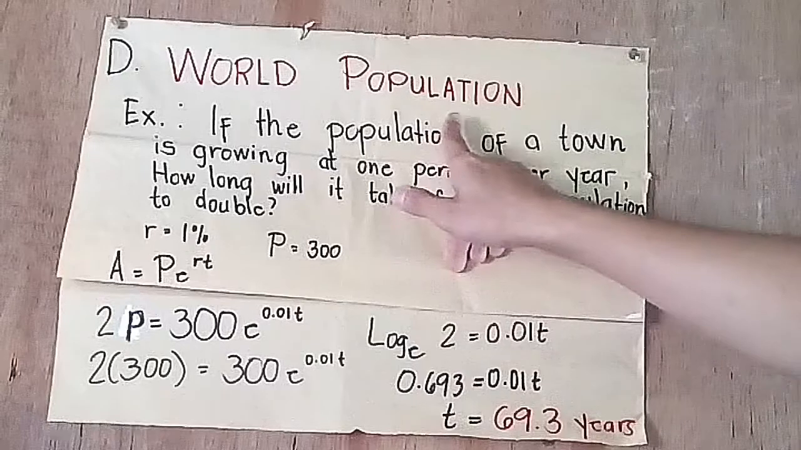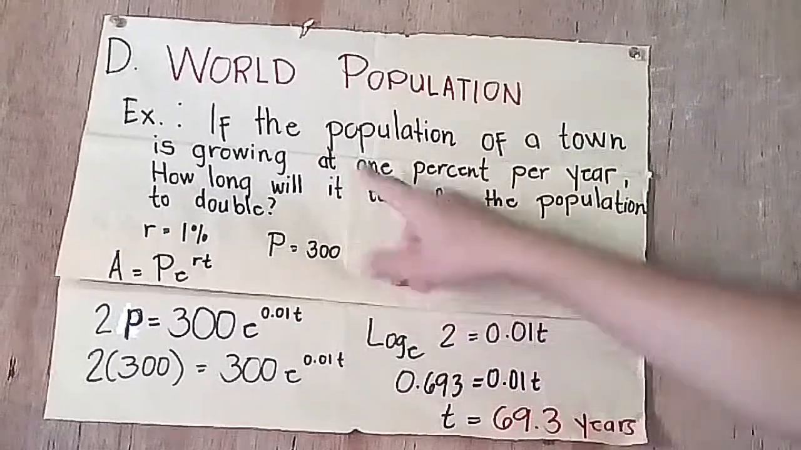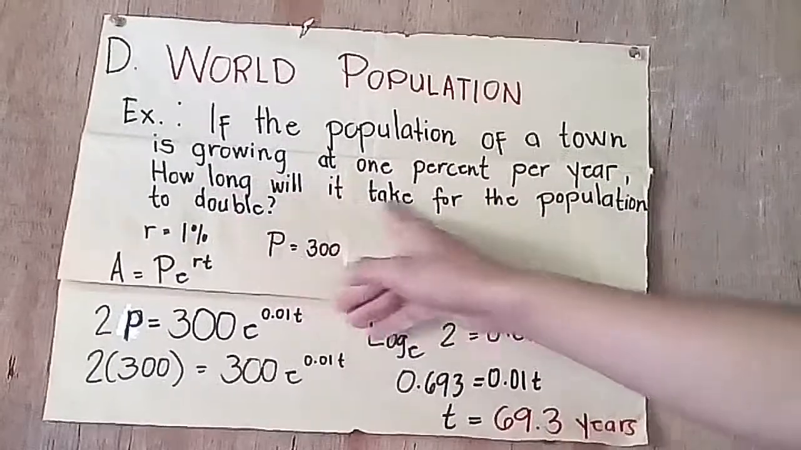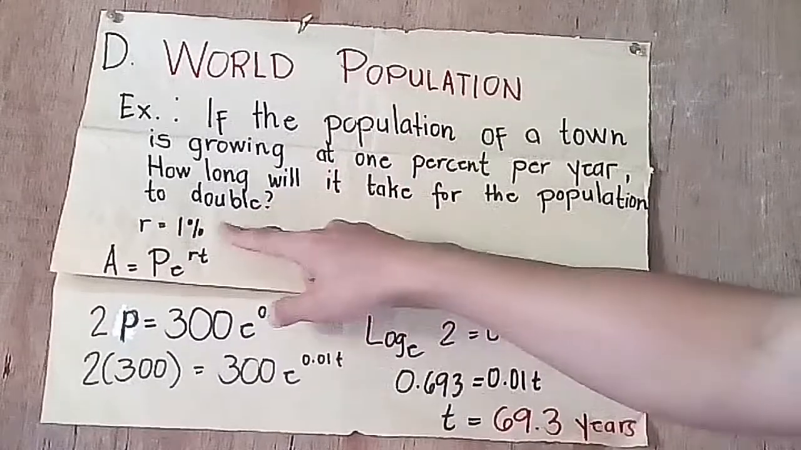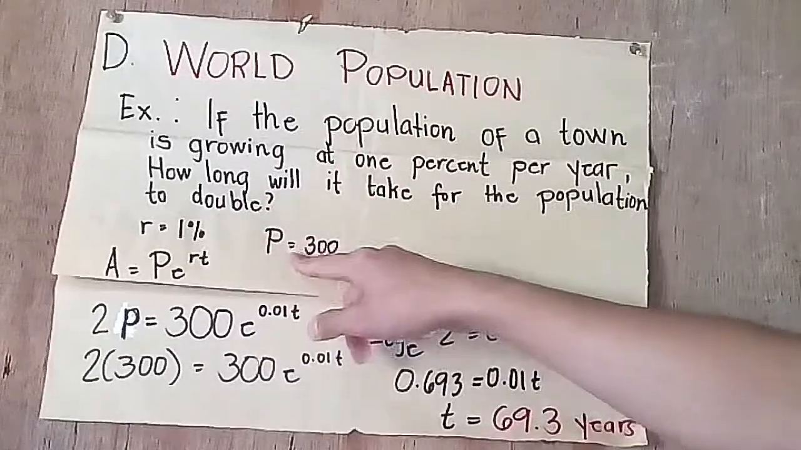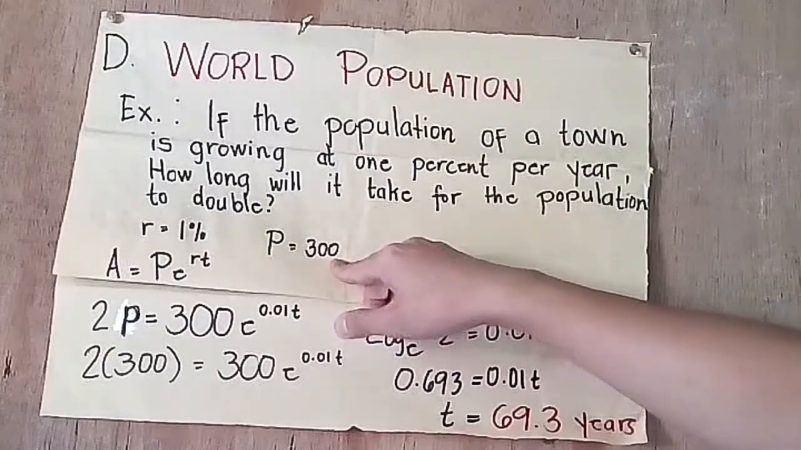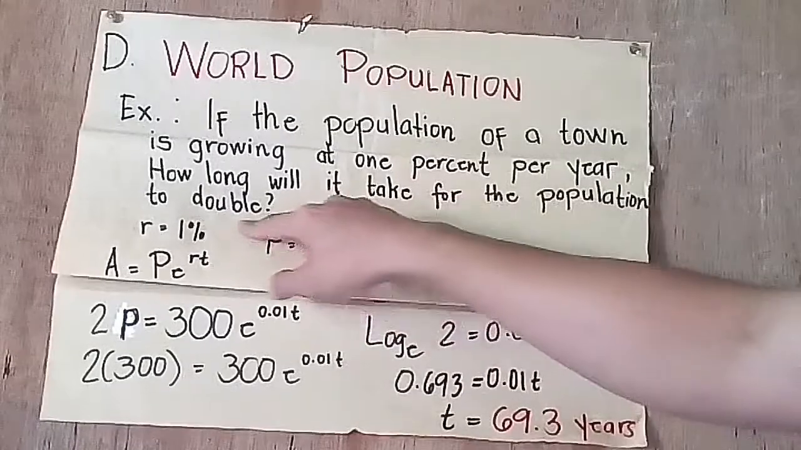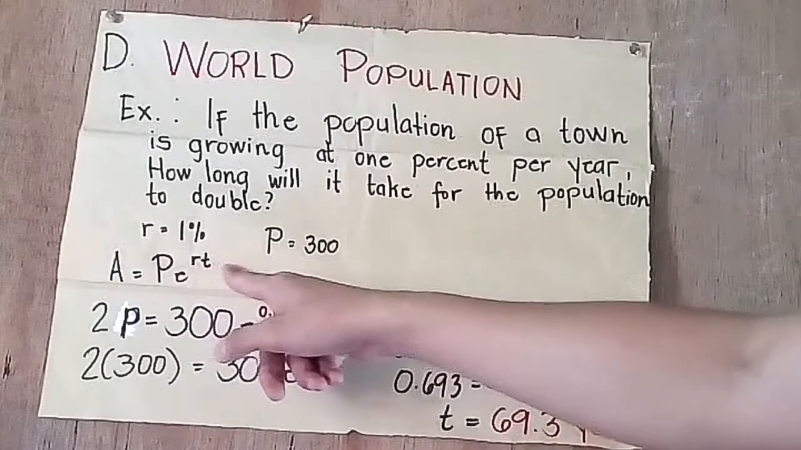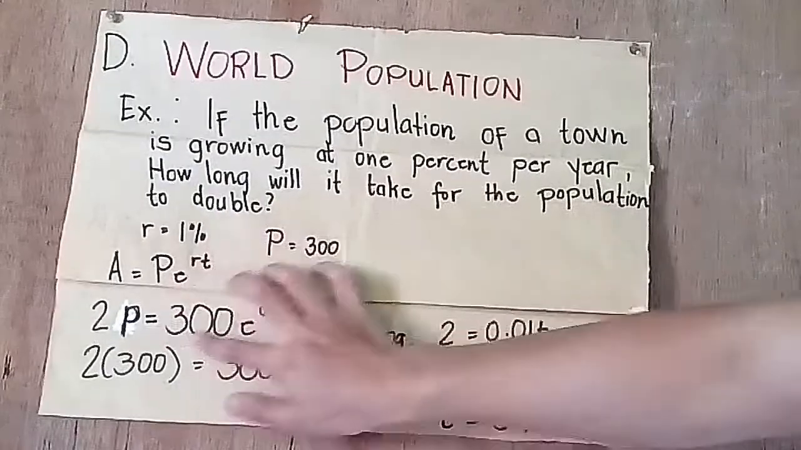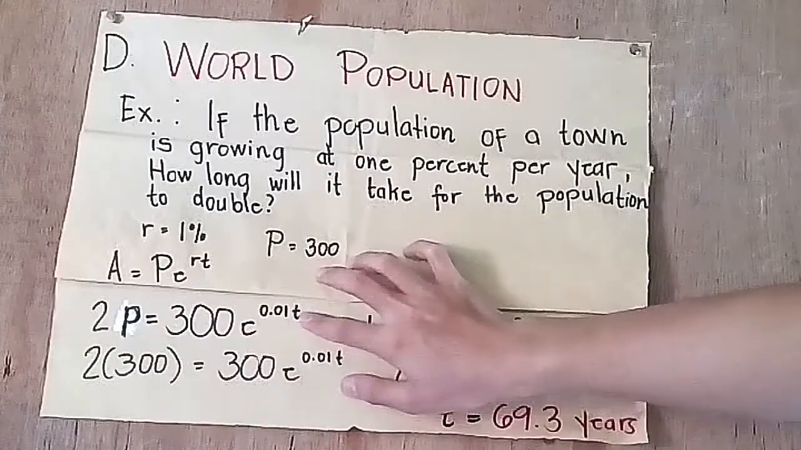Here is our example about world population. If the population of a town is growing at 1% per year, how long will it take for the population to double? For example, we have our 1% rate per year according to the problem. And for example, we have sample population which has 300. So how long will it take for the population to double? So we have A is equal to P e raised to rt. So 2P is equal to 300 e raised to 0.01t since t is unknown.